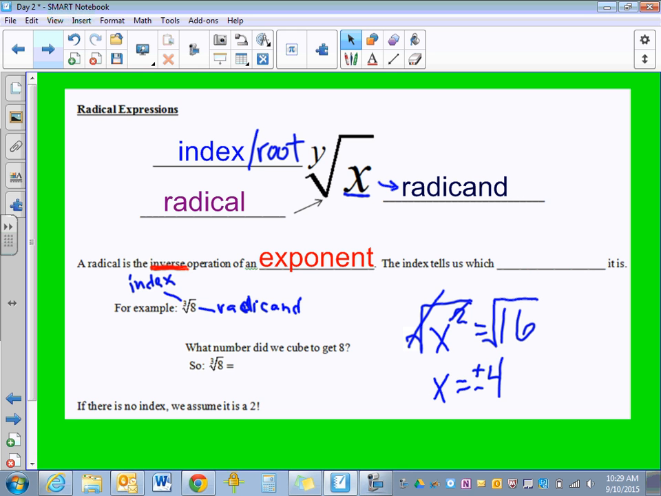The index tells us which exponent it is. That's what I was just saying here. I see it's an index of 3, cube root, which means I'm going to be dealing with the power of 3. Here my index, actually, that's what we have down here. If there is no index written in, then it's an automatic 2. It's a square root. Square roots are more common, so we use that as our standard. And then if it's anything else, we write in that number there. So keep in mind if there's no index, we assume it's a 2. So this is square root.